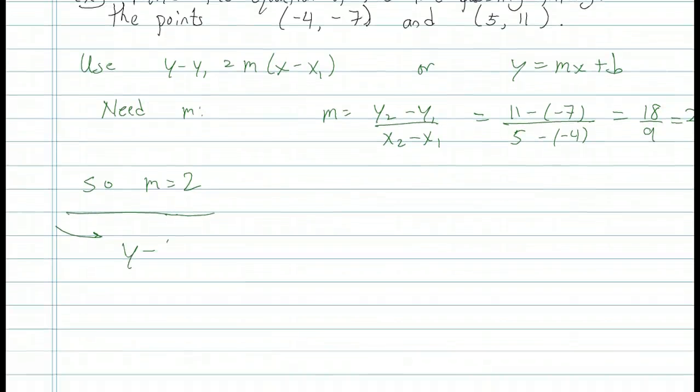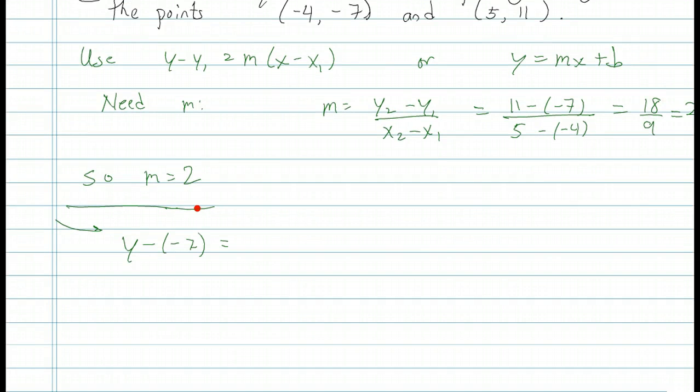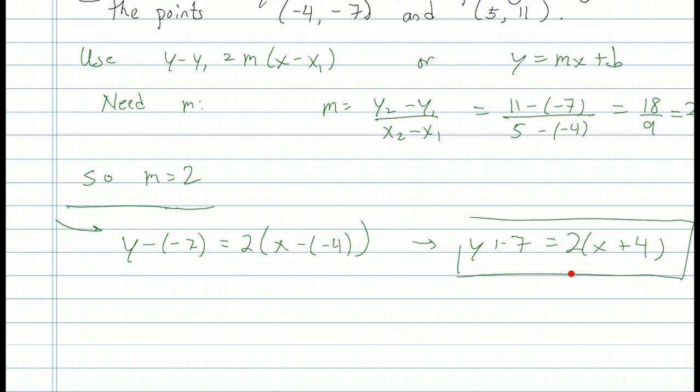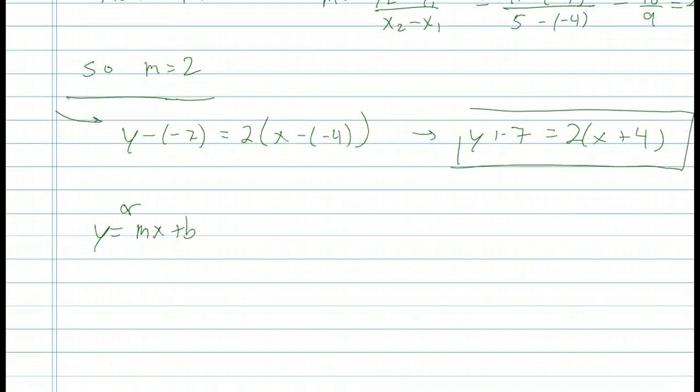So plugging into the point slope form, we get y minus y1, let's call this point x1, y1, equals 2 times x minus x1. So it's x minus negative 4. Again, be careful with the negative signs here. It's really important. So this is going to change over to y plus 7 is equal to 2 times the quantity x plus 4. And that's one form of the answer. Or you could use the slope-intercept form.